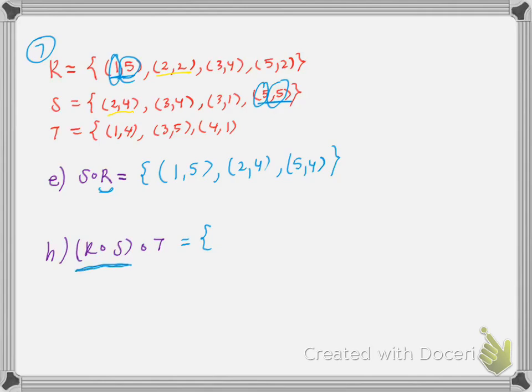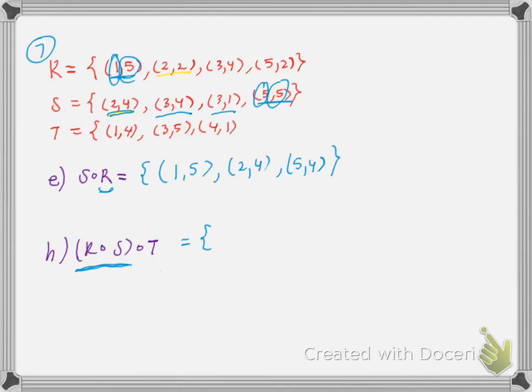Parentheses, order of operations. So we need to do this first and then we'll take care of that later. This is composed with T. All right, so let's take care of our composed with S. Starting with S, we got 2 goes to 4, and 4 is not in R, so we can't go anywhere with that. And then we have 3 goes to 4, and 4 doesn't go anywhere with that.